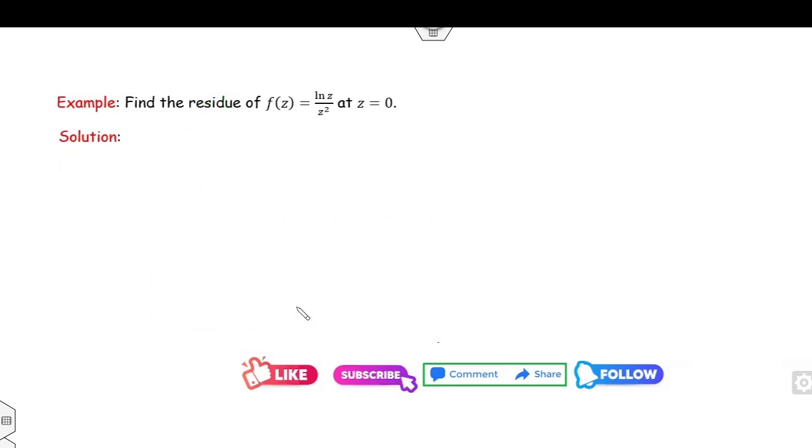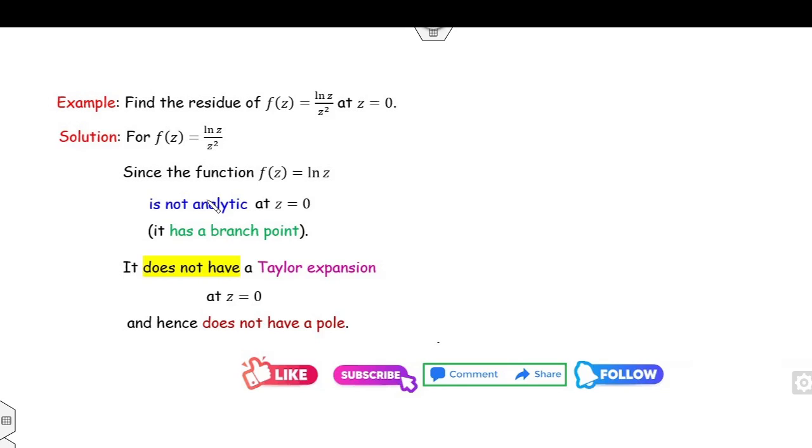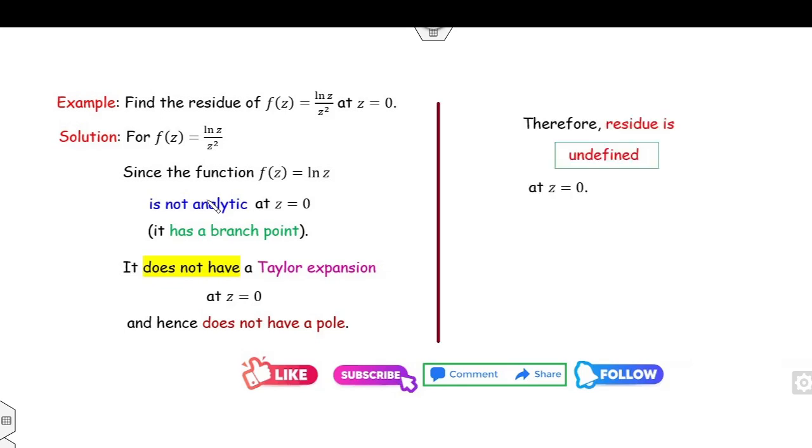Look at the second term. Next example: find the residue of ln of z divided by z square. First of all, you can see the ln of z. Is it a pole? No, because the function is not analytic at the point z equal to 0, because z equal to 0 is my branch point. Once the function is not analytic, it does not represent a Taylor series, so it does not have any pole. Once it does not have any pole, the residue is undefined at the point 0.